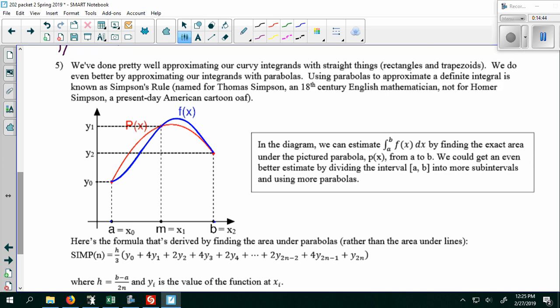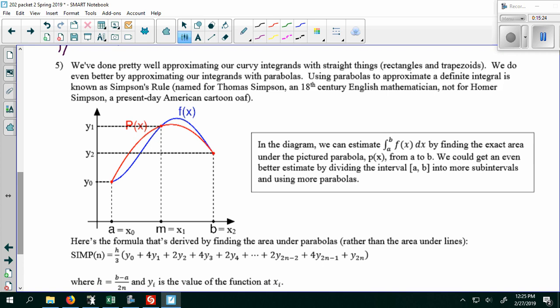I could do a left rectangle. Terrible estimate, right? I could do a right rectangle. It's pretty terrible. The area under that rectangle is not a very good estimate for the area under f. I could do a midpoint rectangle. That's better, but still not great. I could do a trapezoid. Connect this point to this point with a straight line. That's not great. So that's using straight things, right?